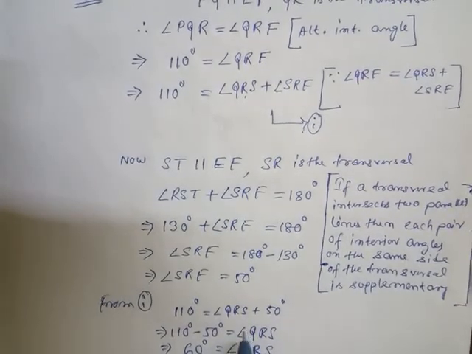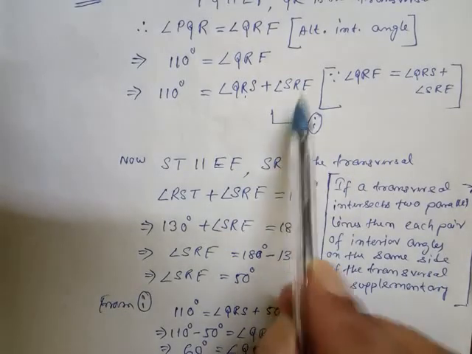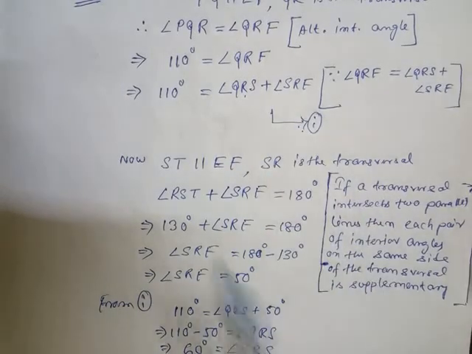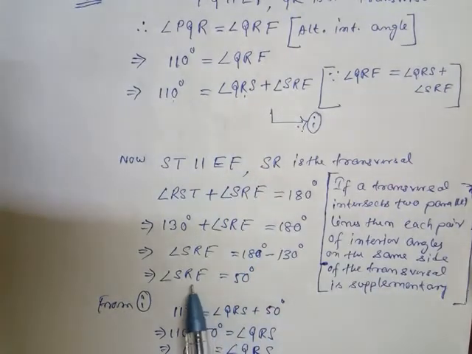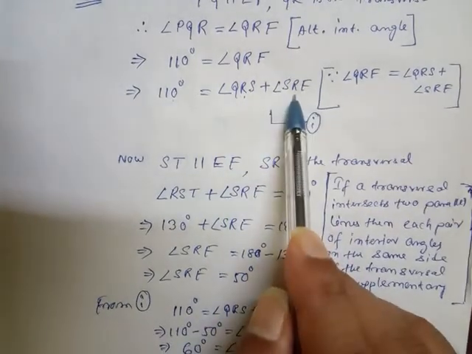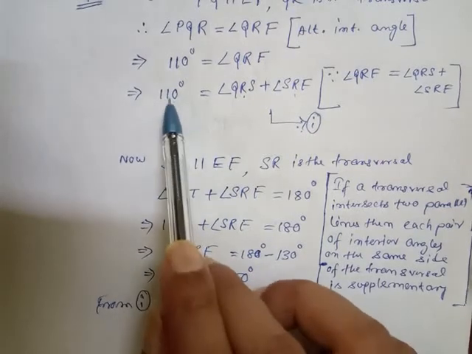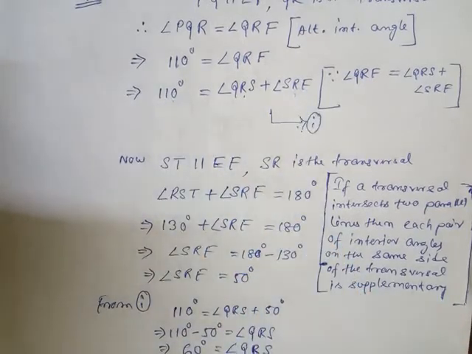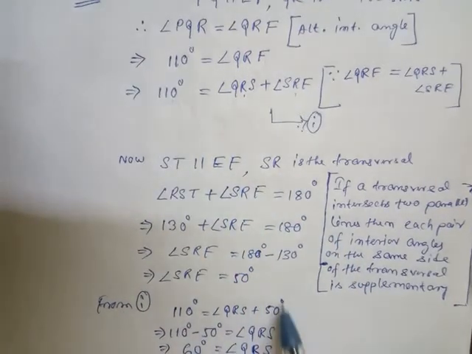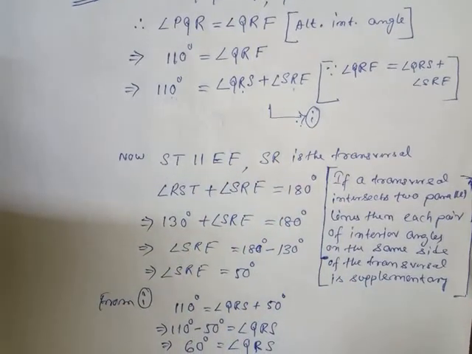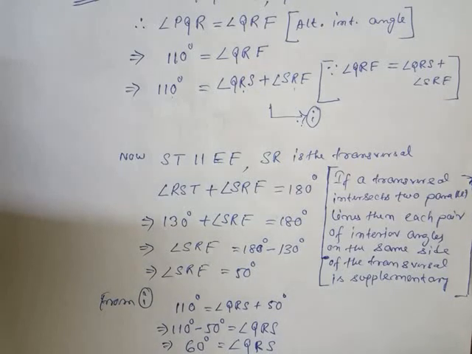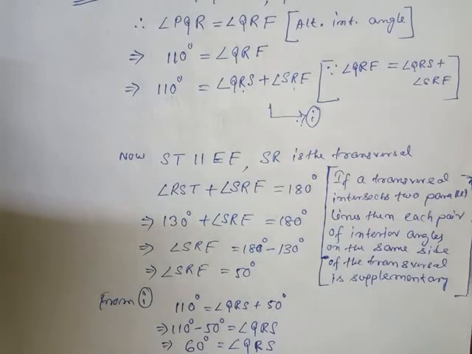Student, one more thing, here I have not mentioned that SRF from 1, as you can see in the video, 110 degree equals QRS plus SRF. So SRF is 50 degree, we'll just put down here, and 110 degree. 110 minus 50, answer is 60, that's why QRS is 60. I have written it directly, I have not written this line here. So this is the answer of question number 4, class 9 general maths exercise 6.2 question number 4.